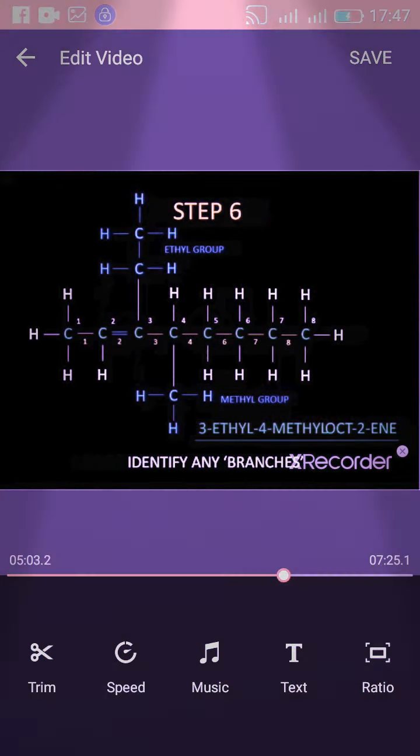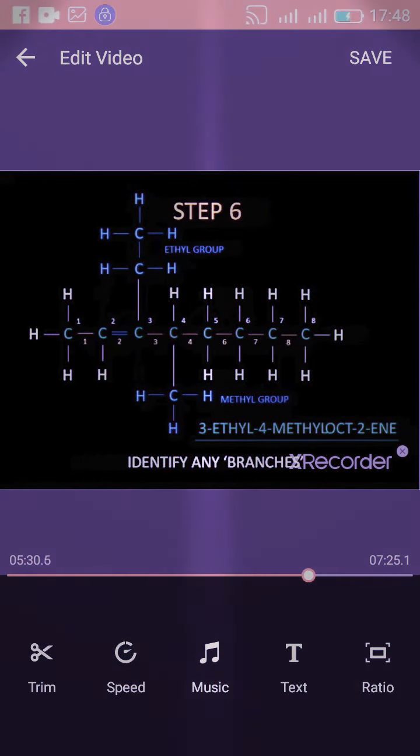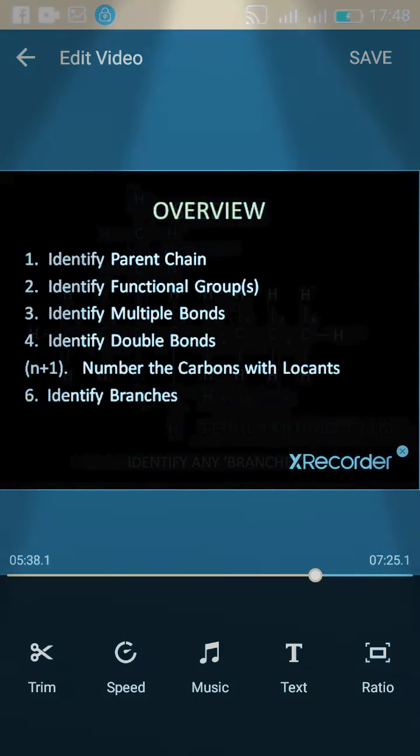Step number 6, identify the branches. As you see, there are two branches: one branch is found on carbon number 3 and the next branch on carbon number 4. The first branch is called ethyl and the next is called methyl. You name them in alphabetical order, so you say 3-ethyl, 4-methyl, oct-2-ene. That is how to name this organic compound. So the en shows that the functional group is found on carbon number 2.